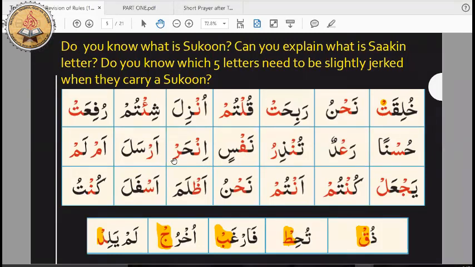Later on you learn the difference between joining sukoon letters together with the previous letter with a jerk. So you learn that a bit later on.